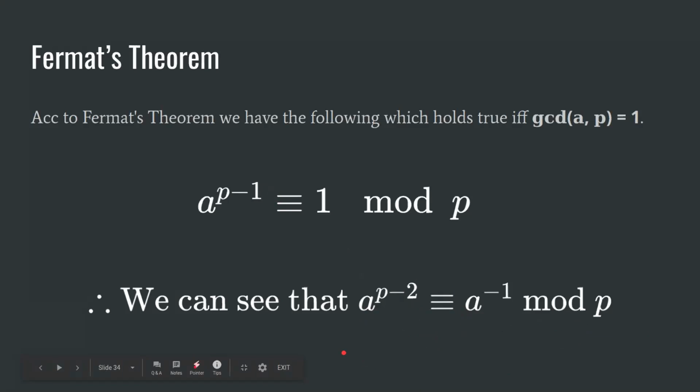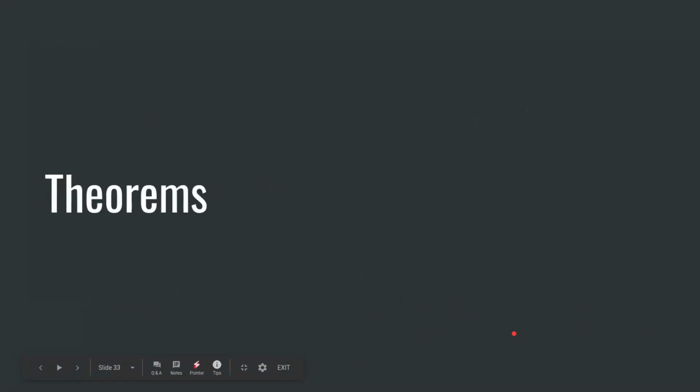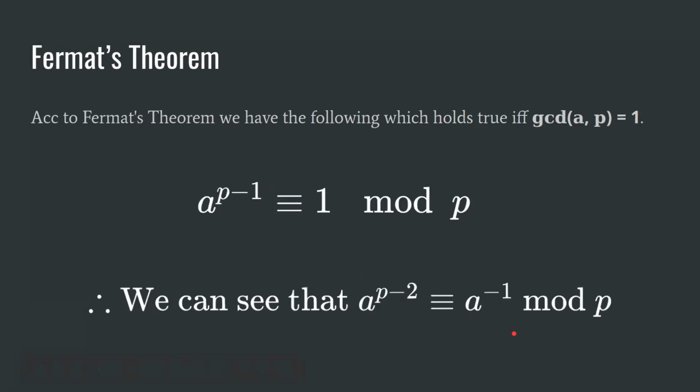You said we don't do division, right? We're in mod. How are you dividing here with A? Yeah, so let me just explain this. What I said is the modular inverse of A is such that A into A inverse should give me 1 mod P, correct?